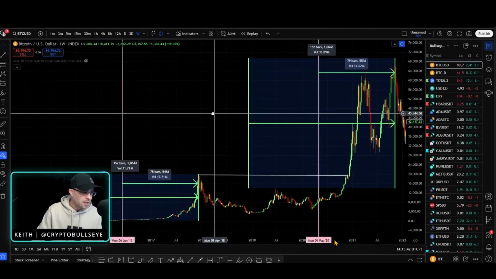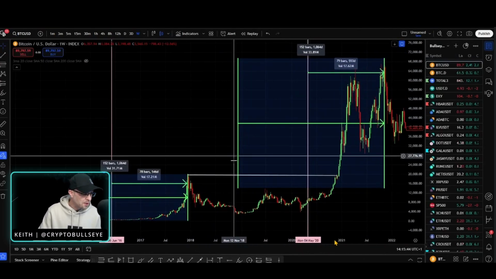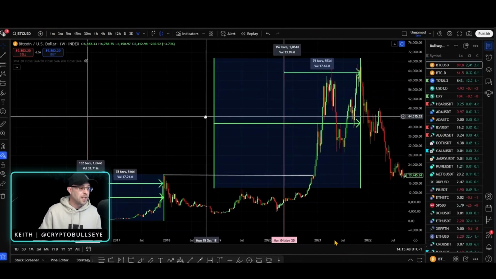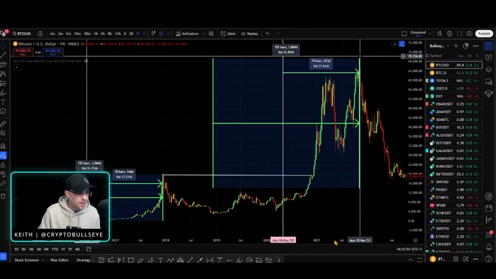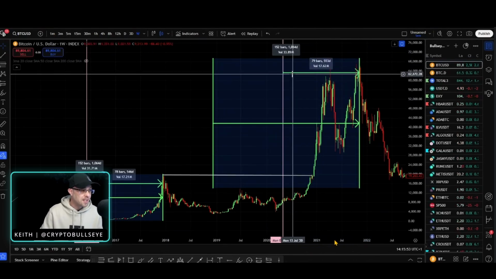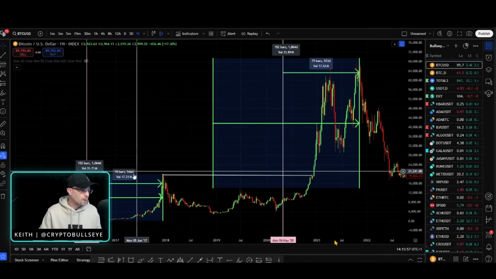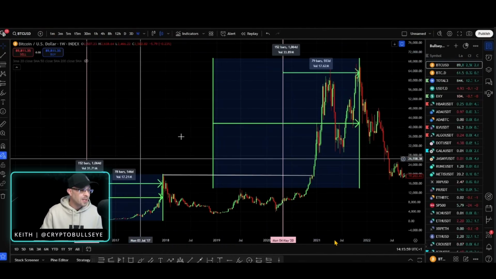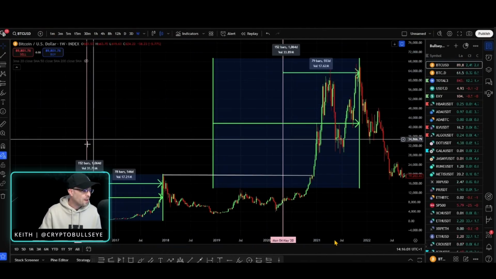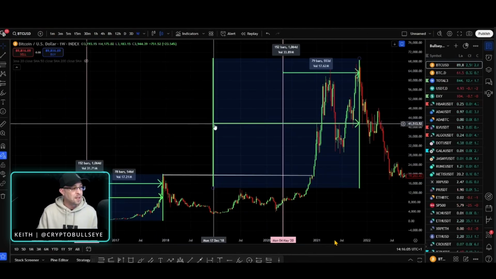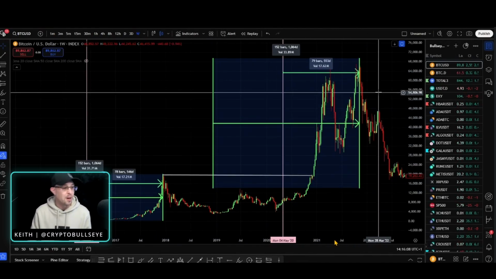Now we go to the next cycle and we see there's the bottom. You can see that's the date, there's the bottom. 152 weeks until the top of the 2021 cycle here. And that's 79 bars from the Bitcoin halving until the top of the cycle. So we've got 78 bars here, 79 bars here, and 152 bars from the bottom to the top in both cycles.